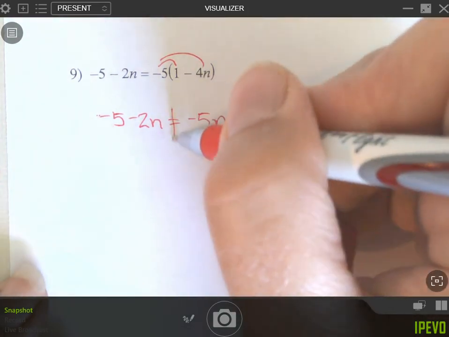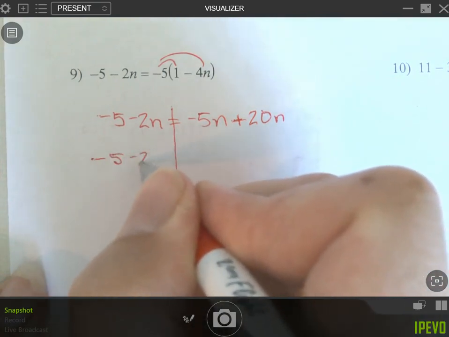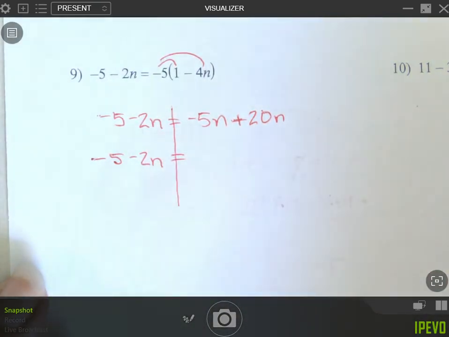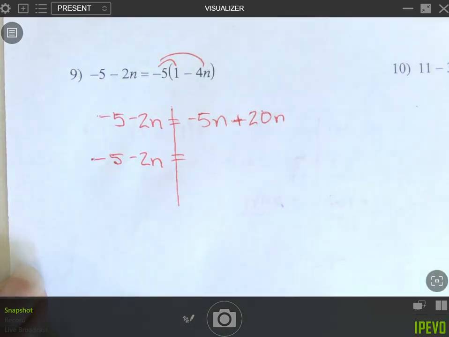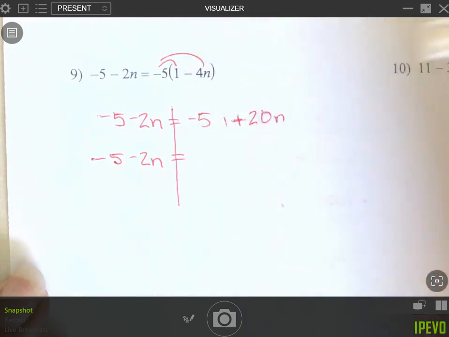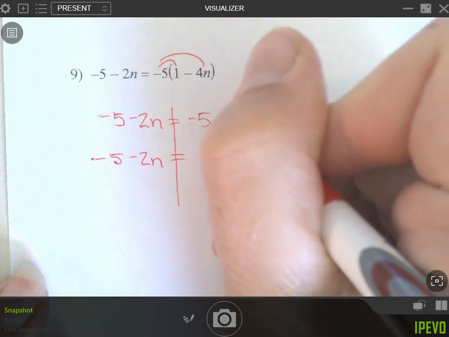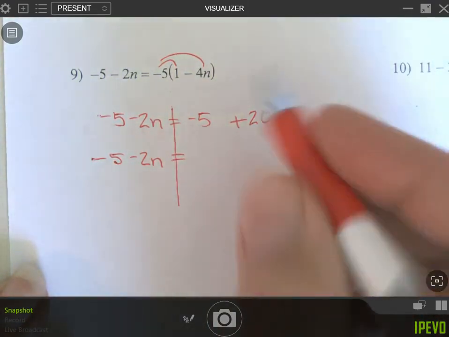Okay, same deal. Nothing to do on the left. Negative 5 minus 2n. But on the right, why not add these numbers? So what do I get? No, I'm wrong again, guys. That shouldn't be negative 5n. Shouldn't it just be negative 5? Yeah, it's negative 5. Yeah, someone else should probably be taking this job. Okay, just negative 5 minus 4, and so nothing to add.